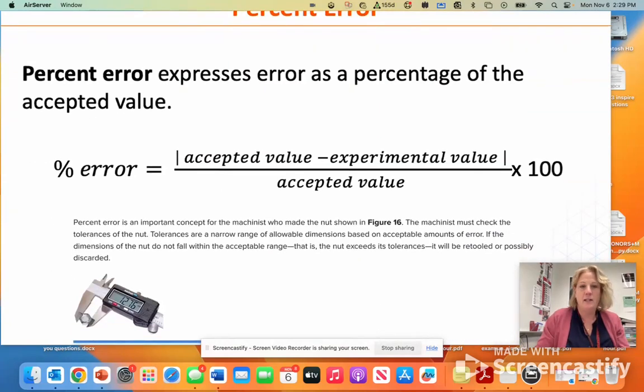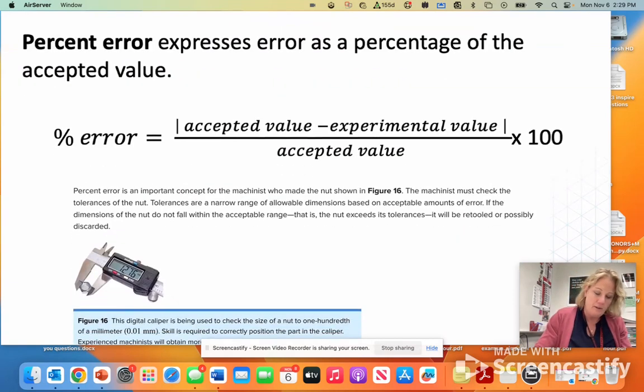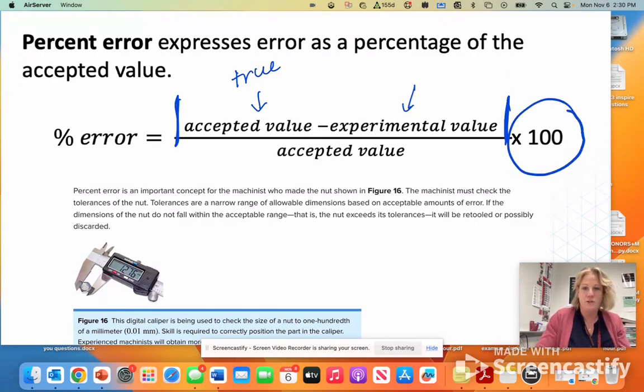So percent error is just a way to take that error and put it into a percentage. Again, this is different than the textbook. We do the absolute value of the difference between the accepted or true theoretical value and the experimental value, then divide it by the accepted value again. And then we multiply by 100 to make it into a percentage.